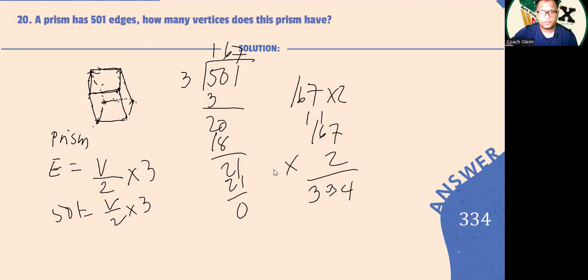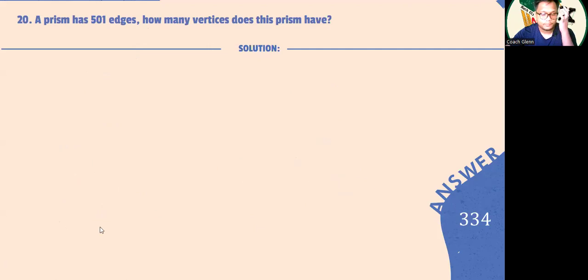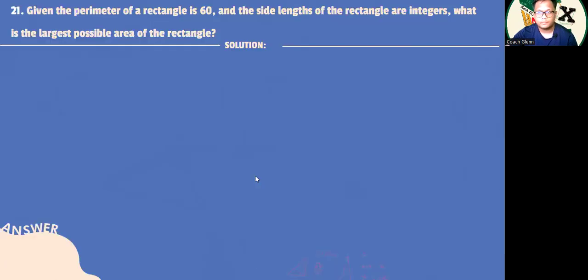Okay, if there are no more questions, then let's go to the next problem. Given the perimeter of a rectangle is 60 and the side lengths of a rectangle are integers, what is the largest possible area of the rectangle? So it says here that your rectangle would have the largest area when it's close to a square, okay? So if it's close to a square, then that means your side lengths should be equal, okay?